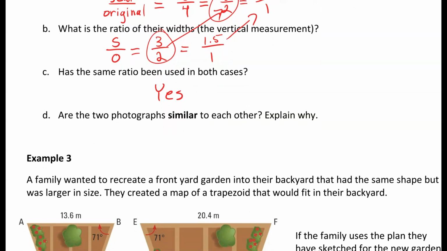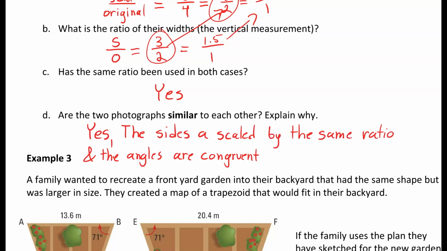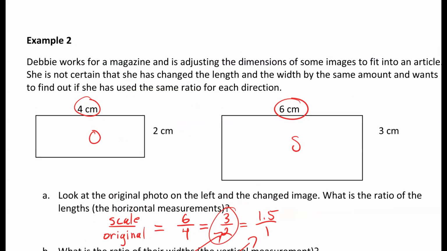Now, are the two photographs similar to each other? Explain why. Well, yes is the first important part, so yes they are. This is because the sides are scaled by the same ratio and the angles are congruent, meaning that the angles are the same. Because we have our 90 degrees in the corners and they are congruent, so they're the same on each shape that was drawn.